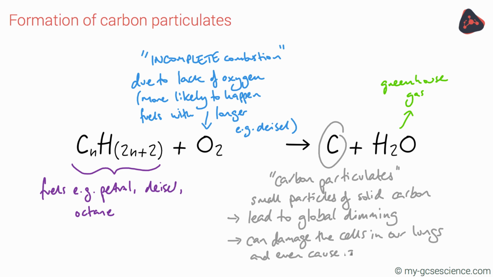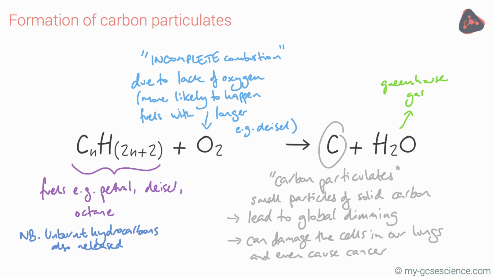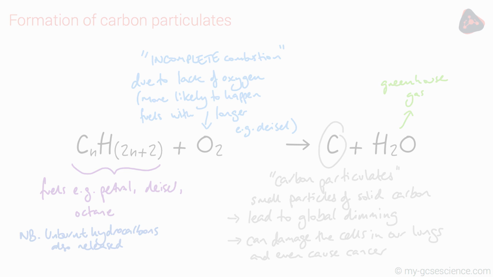Incomplete combustion can also lead to the release of unburnt hydrocarbons, which themselves can cause problems similar to the carbon particulates. So as far as possible, we want to avoid incomplete combustion when burning fossil fuels. So while diesel cars do have some of their advantages, the disadvantage is that it produces more harmful pollutants compared to shorter molecules like petrol.